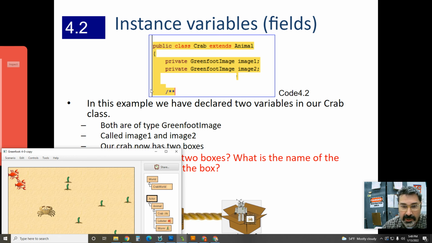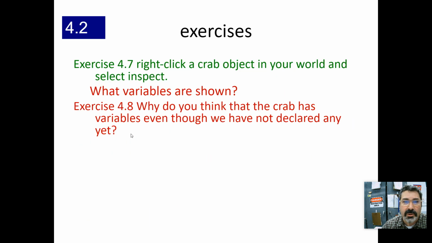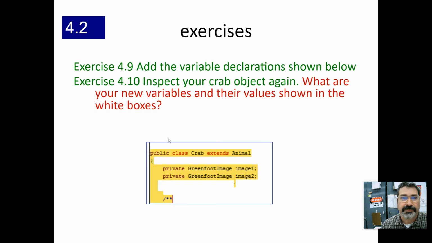Where's my PowerPoint? Okay, what variables are shown? You don't have to write all of them, but write like 3 of them. Why do you think the crab has variables even though we have not declared any yet? That's a good question. Add the variable declaration shown below. Inspect your crab object again. What are your new boxes?